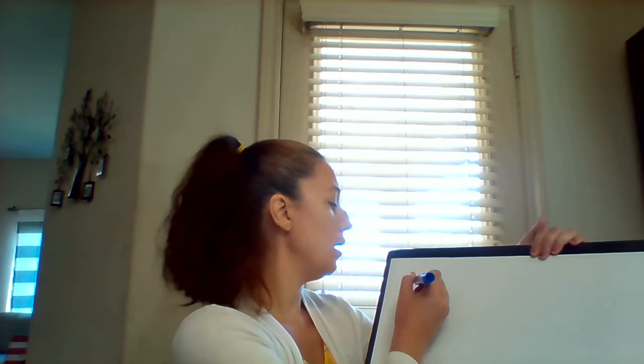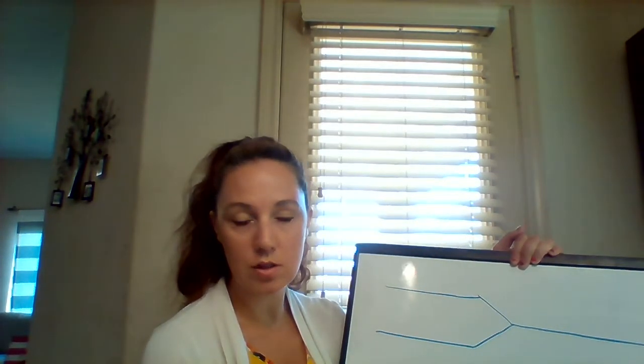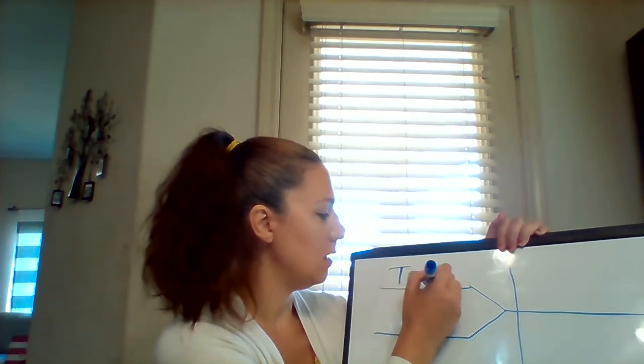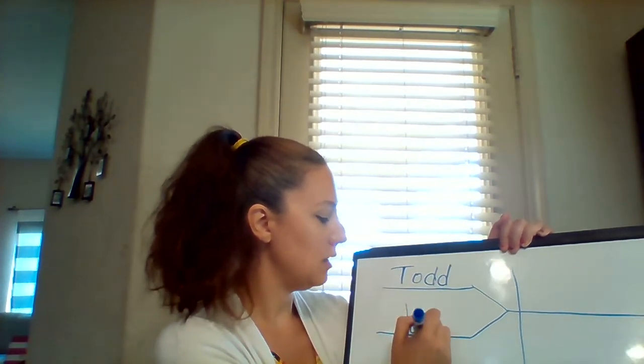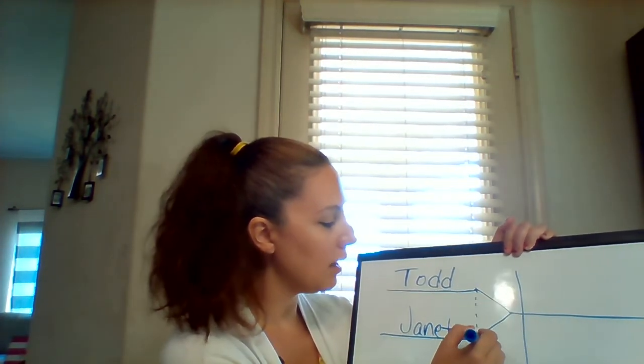Okay, so instead of just making my straight line, since I know that my subject has more than one, I'm going to make a line up here and a line down here, and then I connect them together. And then the rest of it is all just going to be one straight line like you're used to doing. Okay? The rest of it's pretty much the same. You still have your line down the middle to separate your subject from your predicate. Now, we said the subject is Todd and Janet.